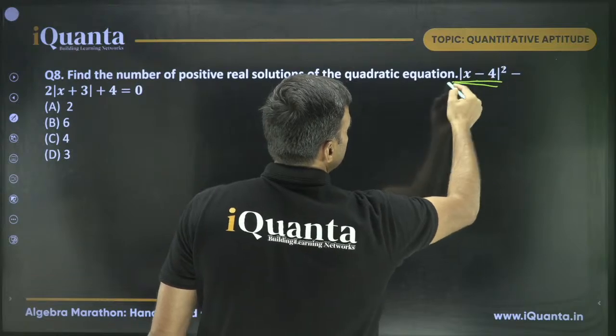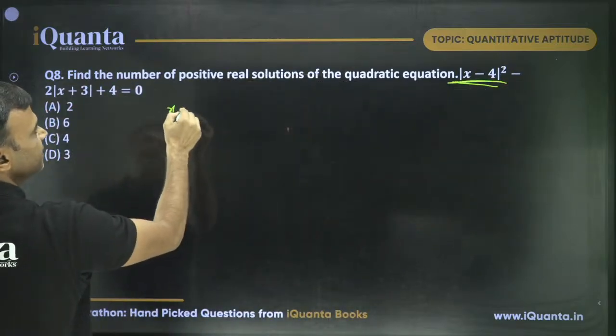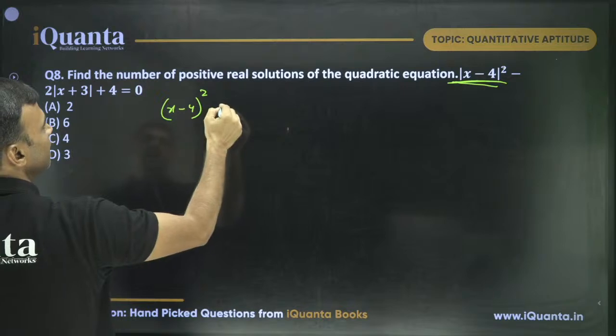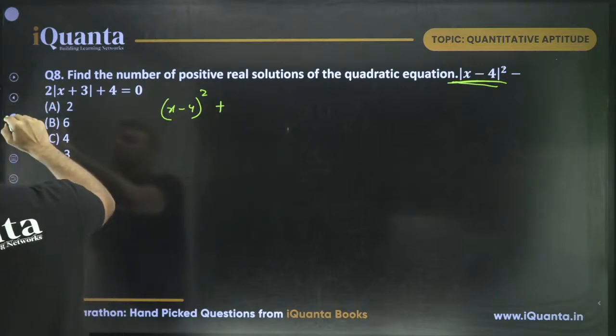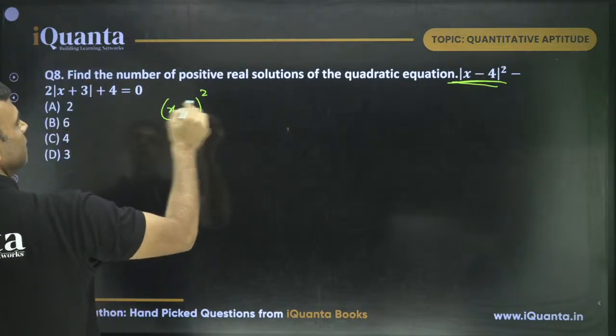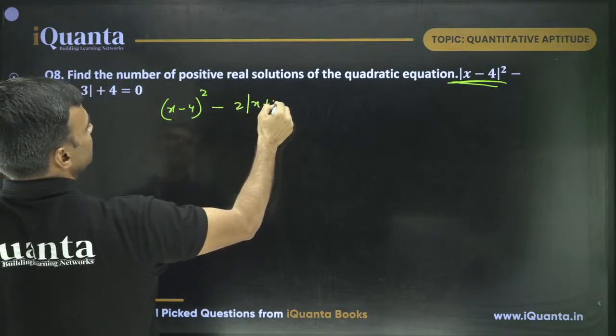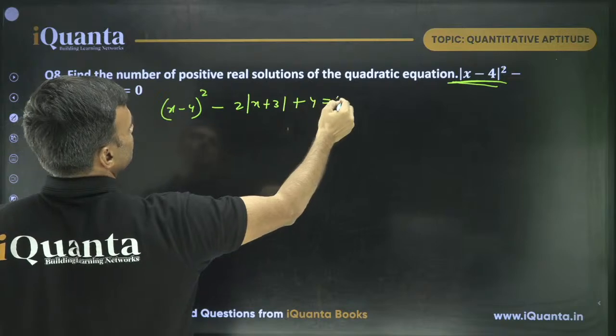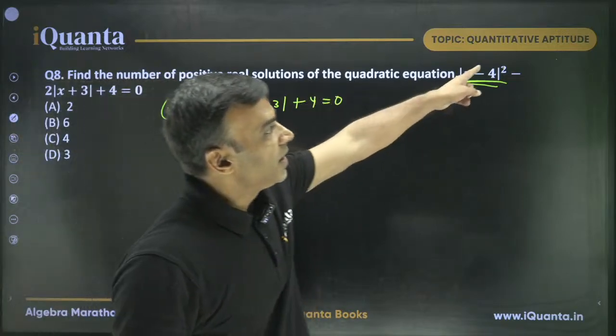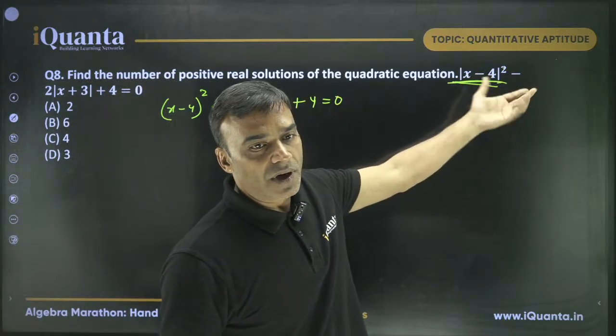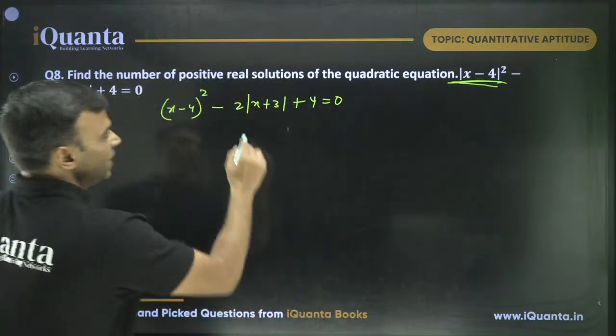Look, we have modulus of (x - 4) square. So this modulus has no effect. So we have (x - 4) whole square minus 2 times modulus of (x + 3) + 4 equal to 0. I repeat, the square will completely neutralize the effect of the modulus, so no need to worry about it. We only have to worry about this one.